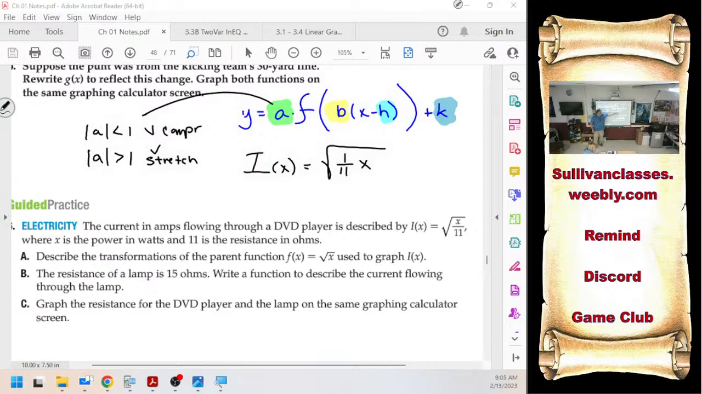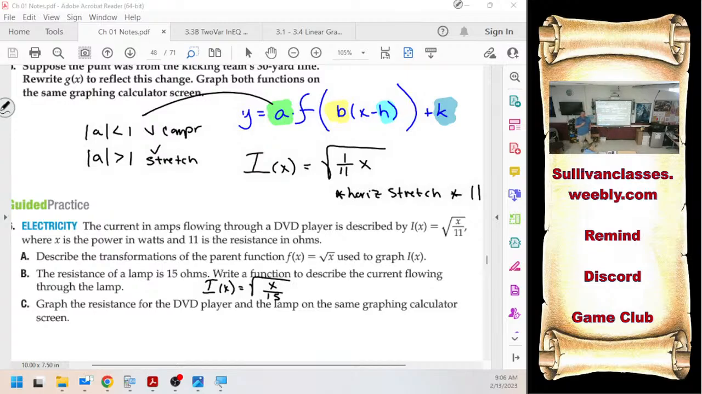So when I take 1/11th times this, it's going to have a horizontal stretch by 11. It's always by the reciprocal of B. It has a reciprocal effect, opposite effect. Okay. The resistance of the lamp switches over to 15 ohms. What changes about the function? Okay. You just have to be able to read. So I of x is now square root of x over 15.